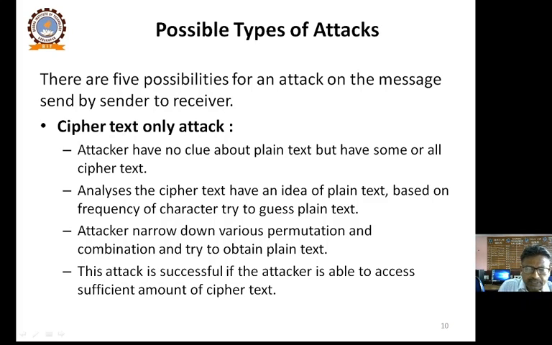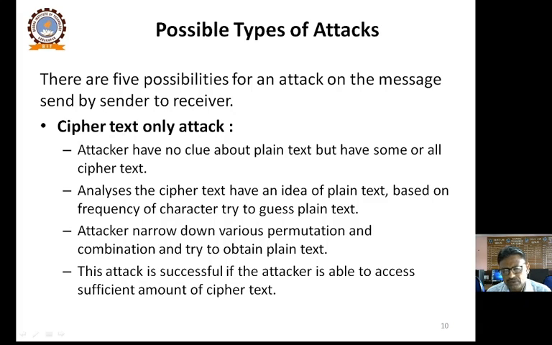Because whenever a plaintext is converted to ciphertext, the same plaintext character always gives the same ciphertext. Suppose we are talking about T, the ciphertext of T will be the same wherever T appears in the plaintext. So the attacker tries to narrow down the various permutations and combinations, using the frequency of the characters available in the ciphertext to get the value of the plaintext. It always tries different permutations and combinations to obtain the plaintext.